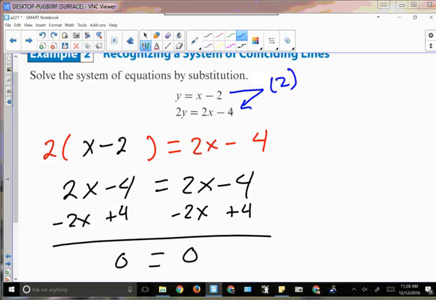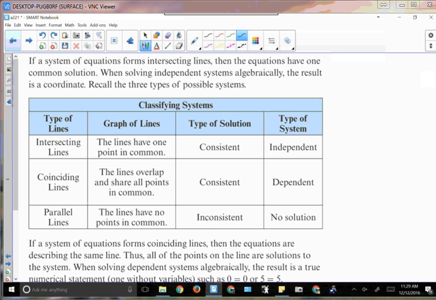And a lot of times if you get the same thing here equal to the same thing over here, well, it's always going to be true. It's always going to be the same. So if you run into that situation that the left side is equal to the right, you know that they are going to be coinciding, and you know that they are going to be consistent and dependent.